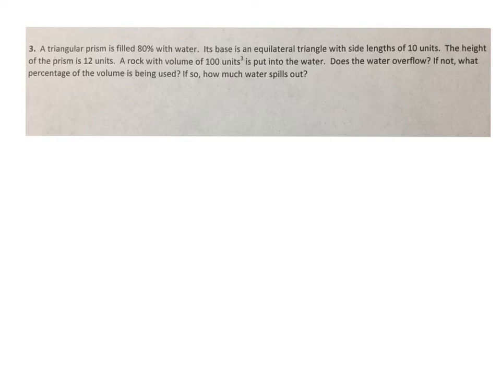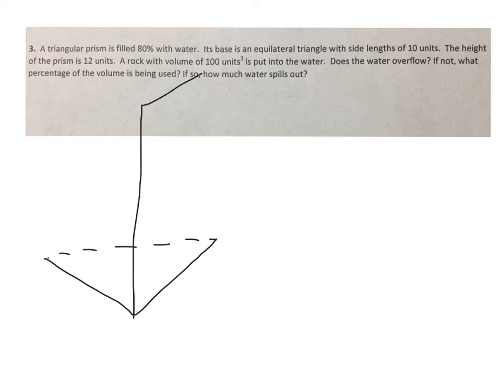So in this problem, we have a nice triangular prism. It's nice because it's equilateral, so we have 3 equal sides down here on the base of this. It'll be okay. So imagine that all these sides are the same.